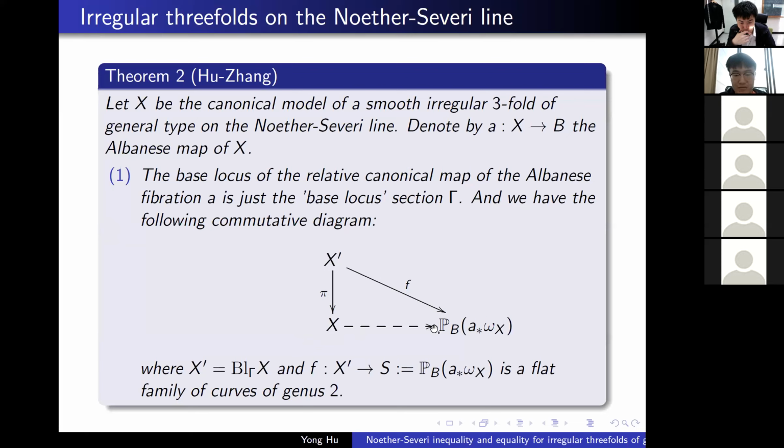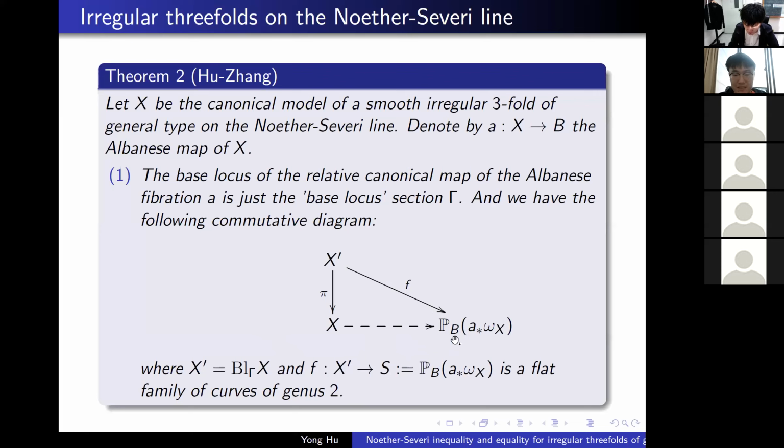This is the relative canonical map of A. And if we blow up this base section, we get the rational map from X prime to this P1 bundle. And we prove that this F is indeed a morphism. And moreover, this F from X prime to, I denote this surface, this P1 bundle by S. This is a flat family of curves of genus 2.